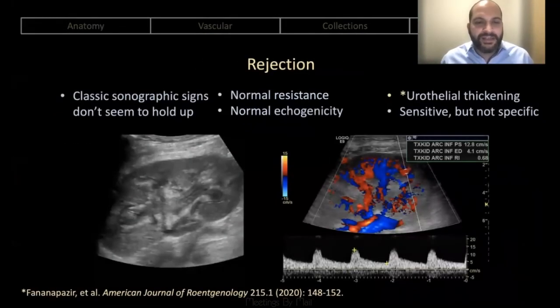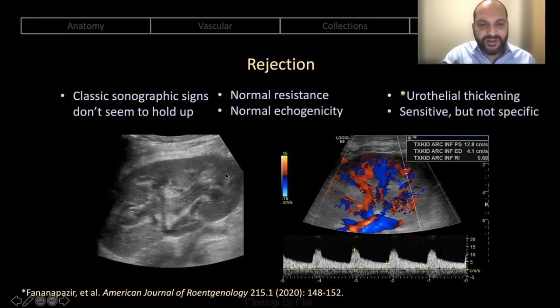And then rejection classically has been evaluated by Doppler ultrasound, classically increased resistive indices, increased echogenicity. It seems like those sonographic signs don't really hold up in patients with rejection. And the only thing that really seems to pan out as far as being sensitive for looking for rejection is the presence of urothelial thickening.